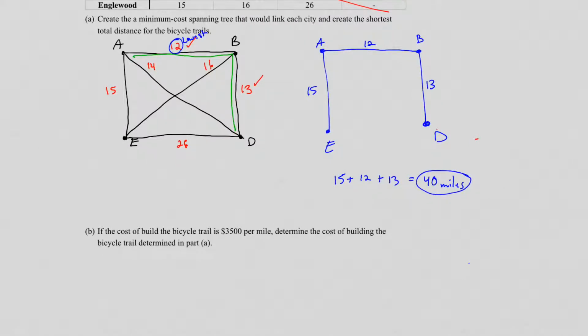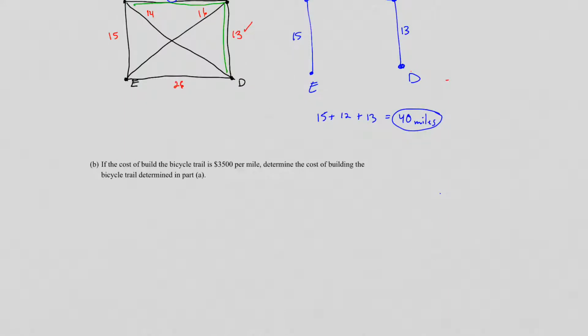Next question would say, okay, if it costs the bicycle trail $3,500 per mile to build, what's the total cost of building the whole bicycle trail from beginning to end? So all we're going to do is take our 40 miles times 3,500 for the cost per mile, and that's going to give us $140,000 for the total project.